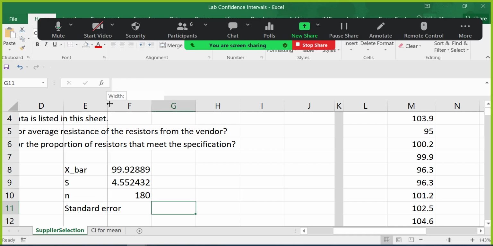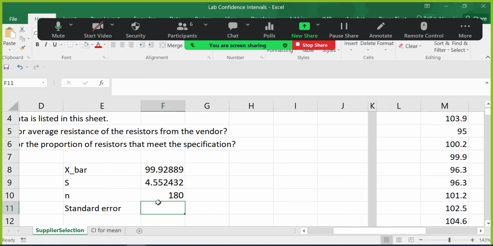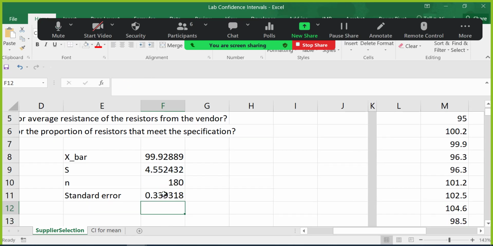Standard error, that's your sample standard deviation divided by the square root of the sample size. And then the margin of error. That's the z value, right? For a 95% confidence interval, two-sided, z value 1.96, multiply your standard error.